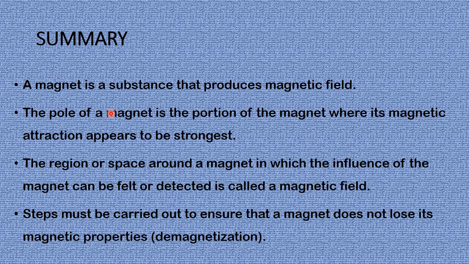This has brought us to the end of today's lesson. Let's take a quick look at the summary. A magnet is a substance that produces magnetic field. The pole of a magnet is the portion of the magnet where its magnetic attraction appears to be the strongest. The region or space around the magnet in which the influence of the magnet can be felt or detected is called the magnetic field.